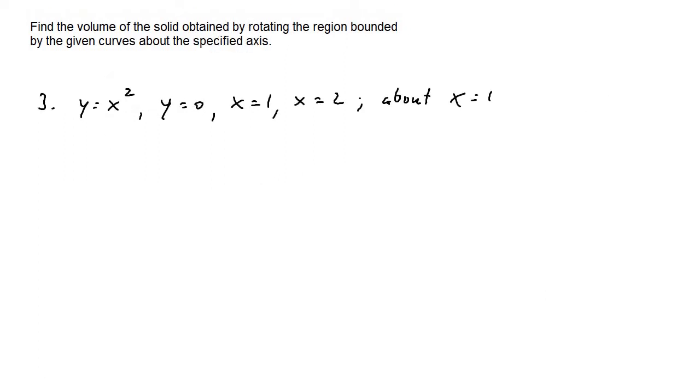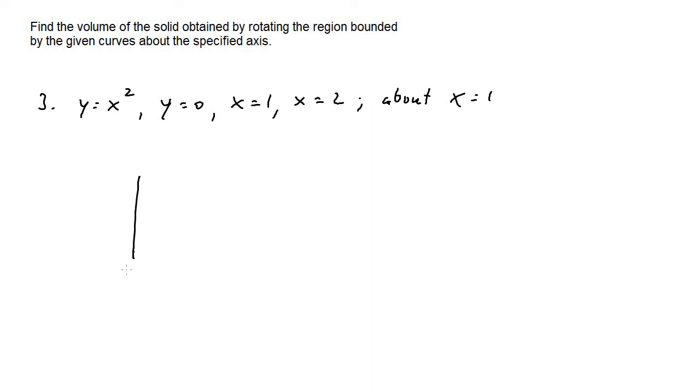Now for number 3, we have y equals x squared, y equals 0, x equals 1, x equals 2. And this time we're not going to rotate about the x or y axis. We're going to rotate about x equals 1. Now x equals 1 is a vertical axis, similar to the y-axis, so we put everything in terms of x, and we use x variables when we use shell method in this problem.